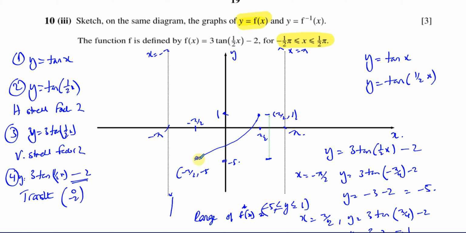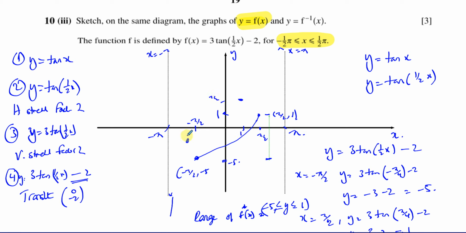So for this graph, instead of going through minus pi over 2 and minus 5, the inverse function will go through minus 5 and minus pi over 2. Okay, so it's going to be something over here. This is not really to scale. And it's going to cut through the x-axis somewhere over here, where the other part of it will be, instead of pi over 2 and 1, it will be 1 and pi over 2.